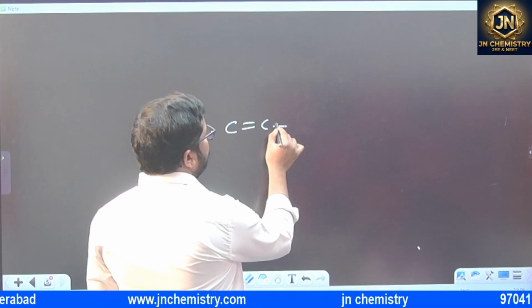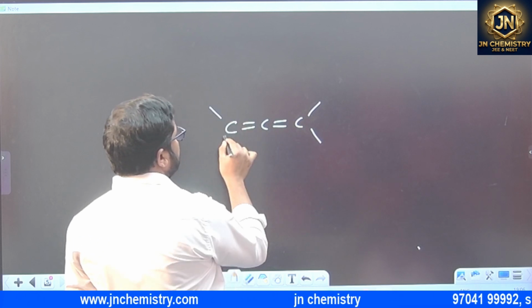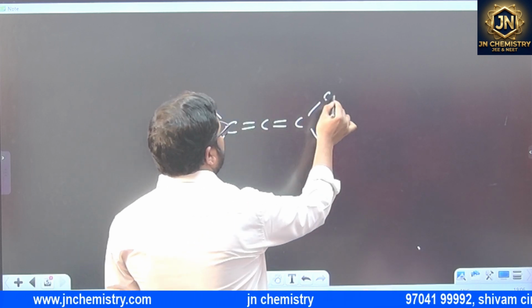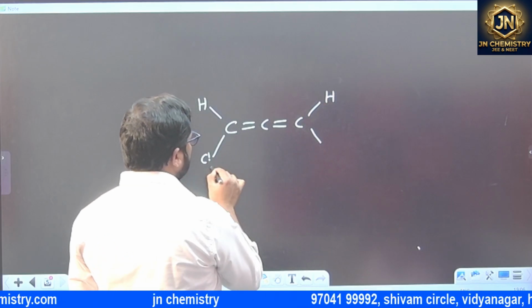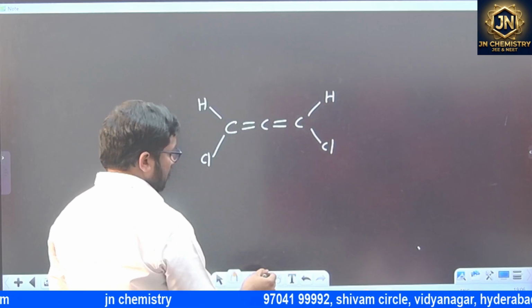Before counting geometrical isomers, is this showing geometrical isomerism? No? Hydrogen, chlorine, chlorine. Hello.